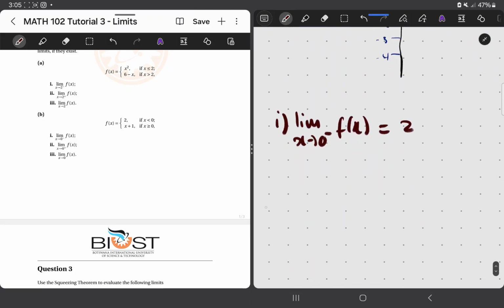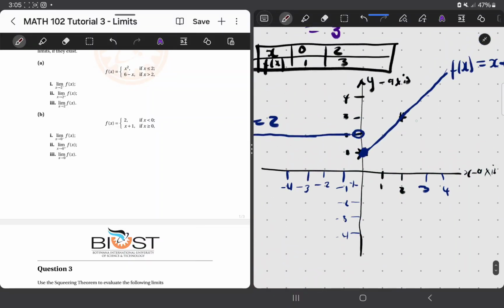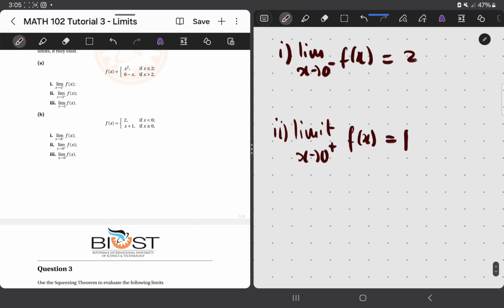What about for the second one? For the second one, we can now say the limit as x approaches 0 from the right of f of x is going to be, let's use the graph. We are now approaching from the right, coming like that. What is our graph going towards? It is going towards a value of 1. So this is going to be equal to 1.